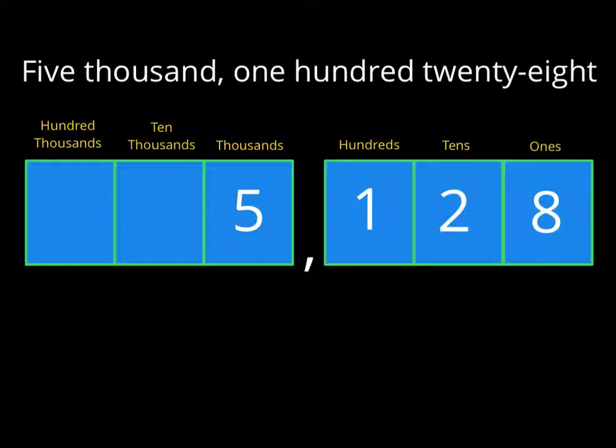So this number, there's 5 thousands. That's where we say thousand. When you see one comma in a number, you say thousand when you get to the comma. So it's 5,128. In expanded form, each place value, there's 5,000 plus 100 plus 20 plus 8.